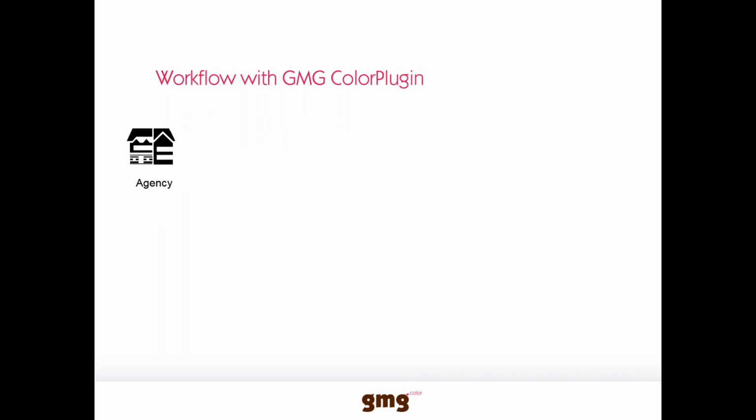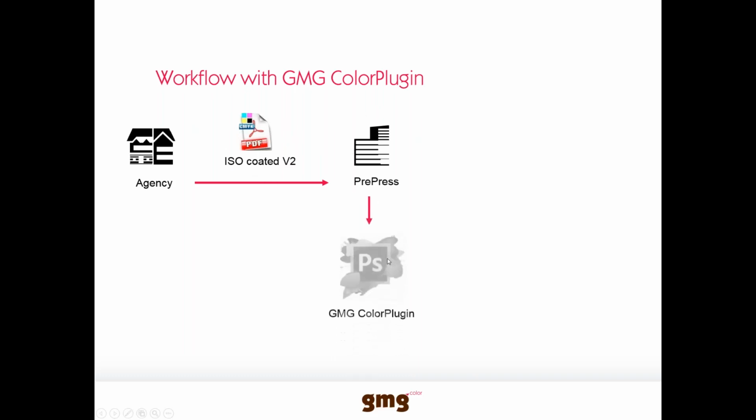So let's have a look at the workflow with the GMG ColorPlugin right now. The beginning is the same. The agency sends, of course, our print files. Of course, it could be a CMYK tagged with an ISO Coated v2, and maybe additional spot colors included in the design. The prepress operator has to rework it right now, and has the GMG ColorPlugin, where you can now automatically convert from that CMYK plus maybe some spot colors into your custom printing condition.